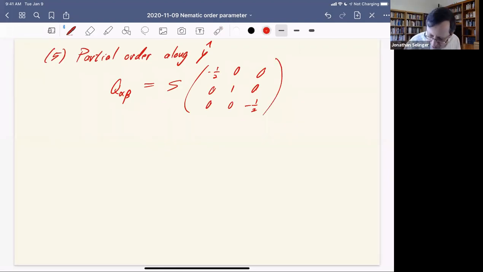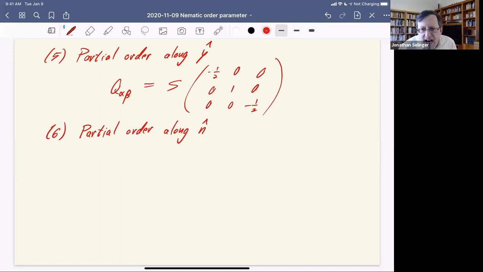Okay, now here's a trickier question. What if it has partial order in any old diagonal direction? Okay, that's not the X direction or the Y direction or the Z direction. Let's say there's partial order along a different unit vector. Let's call it n hat, where n hat is any vector. Let's say it's diagonal, for example. Okay, but it has components along X or Y or Z. How are we going to figure that one out?